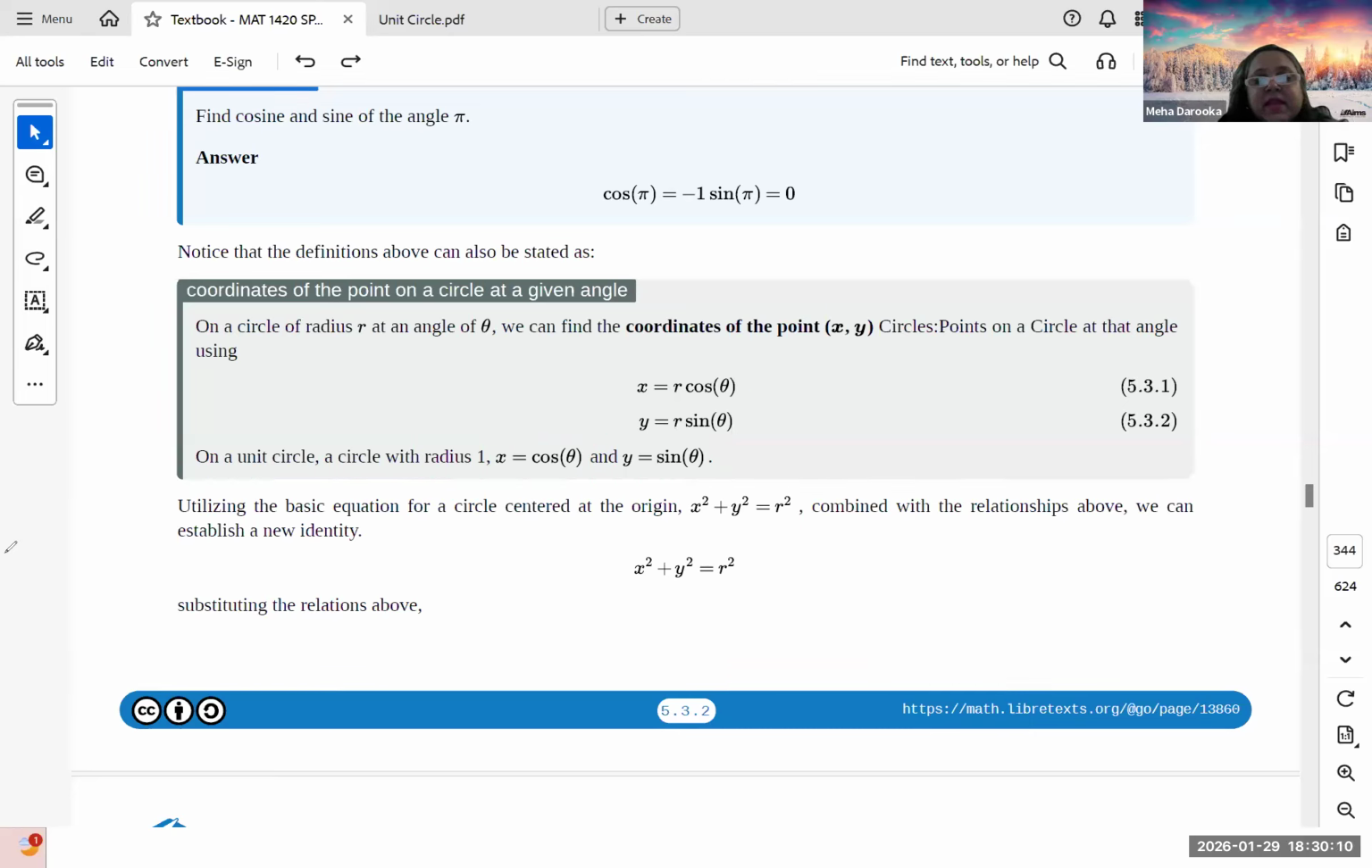So remember again, if you are a unit circle with a radius of 1, right? Actually, it doesn't have to be a radius of 1 as long as you are at the origin. I guess it wouldn't matter what your radius is. So as long as you are centered at the origin, remember your equation is x squared plus y squared equals r squared for a circle.